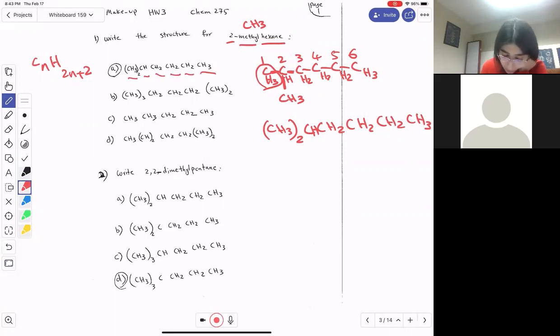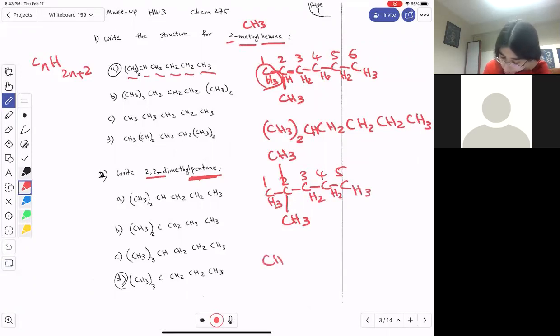Write 2,2-dimethylpentane. Look at the base name, pentane: 1, 2, 3, 4, 5. 2 and 2; di means 2. Methyl, CH3. What would this be? You tell me. CH3, C, CH2, CH2, CH3, which is this one, right?